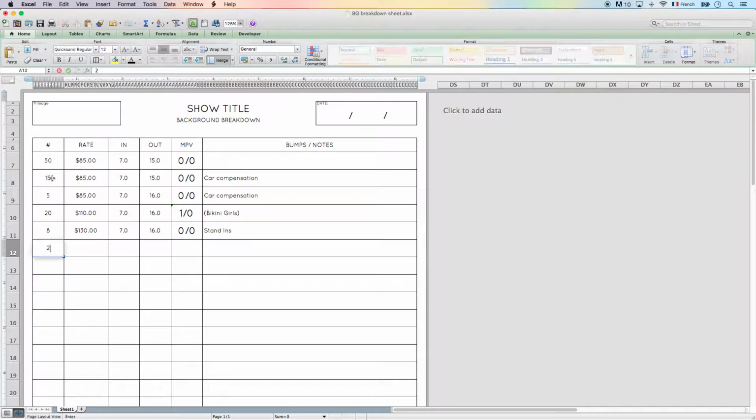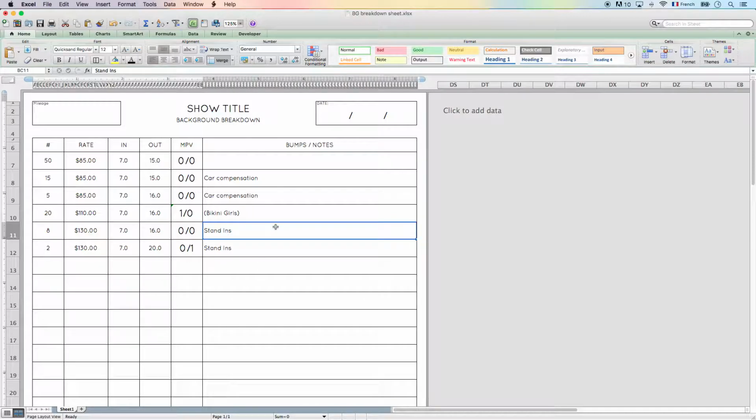And then the last two, let's say we kept them for the very last scene of the day, and that went a little long. They left at 8 p.m. and so they're going to be entitled to one meal penalty for second meal. And again, I'm going to specify they're stand-ins. Now, there's a bunch of other notes that you can put in there, mostly for union backgrounds.